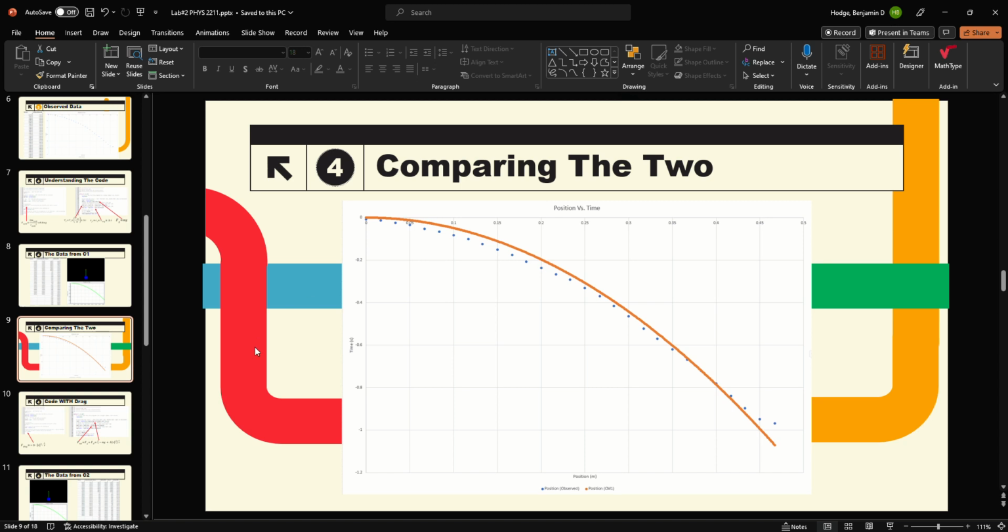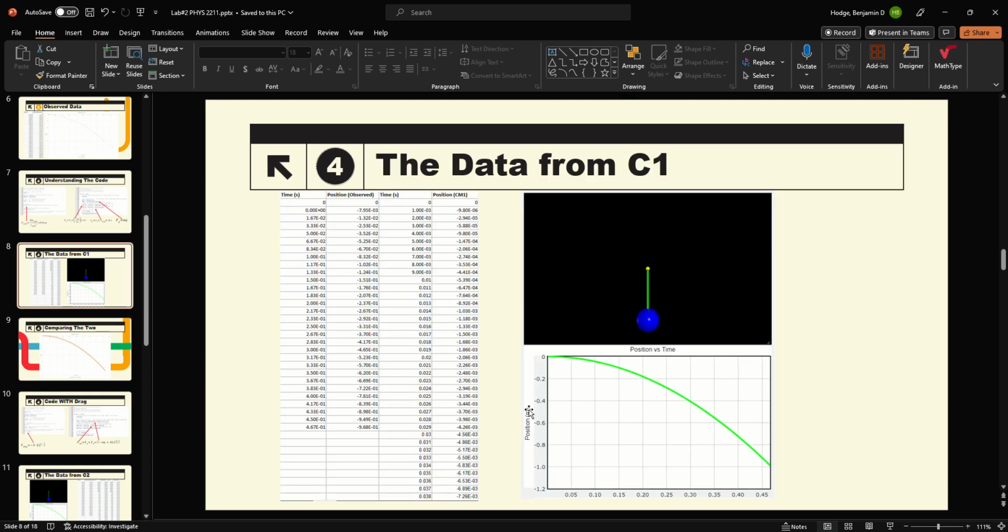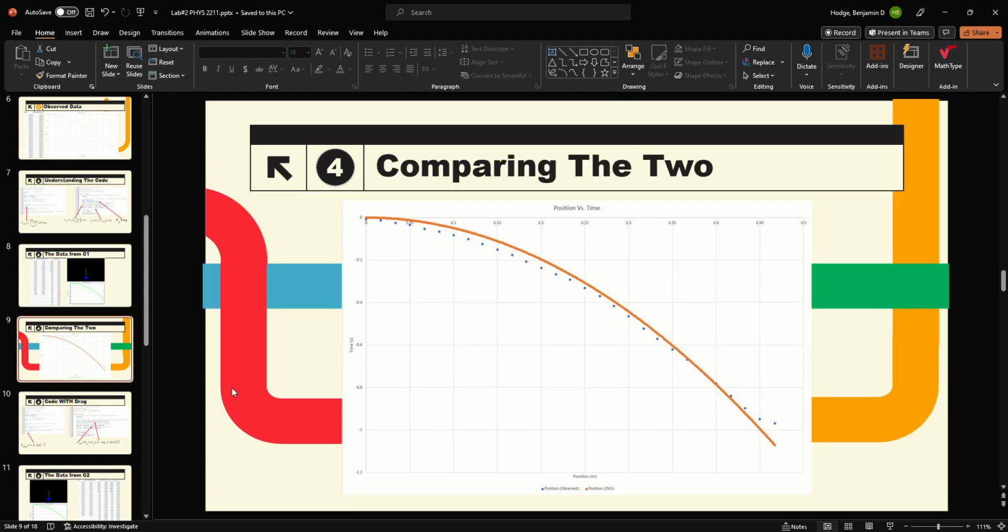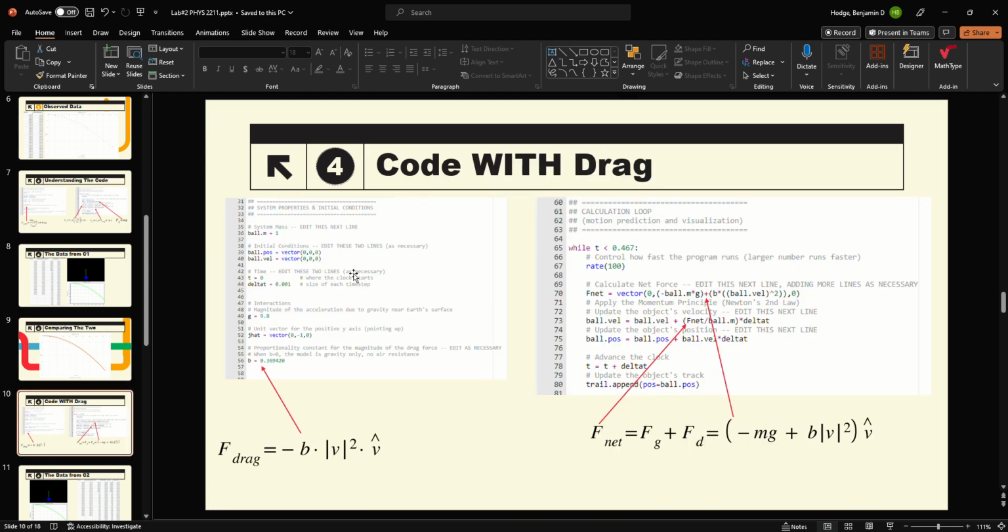Now, if we compare the two models against each other, there's a couple of noticeable differences. First of all, the position from the computational model is far lower in altitude compared to the observed data, which means that there must be some force slowing the observed data down that we didn't compute with this model. That is, of course, drag, which we compute with our second model.